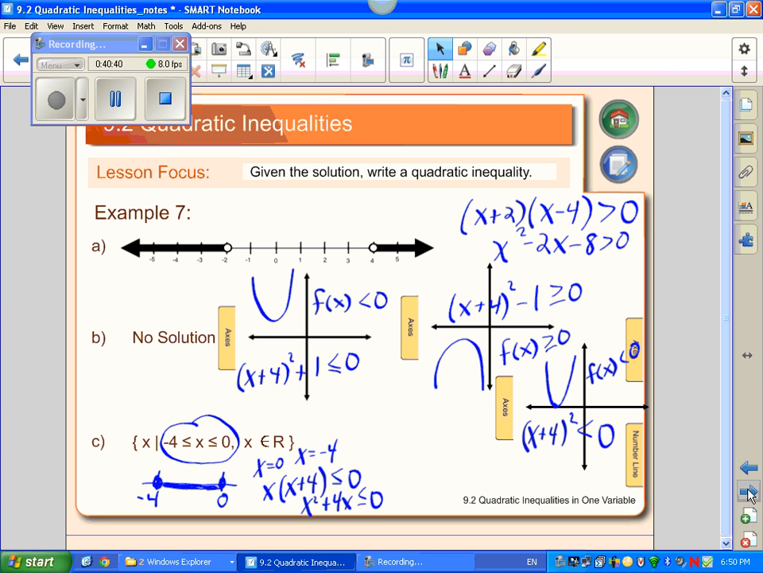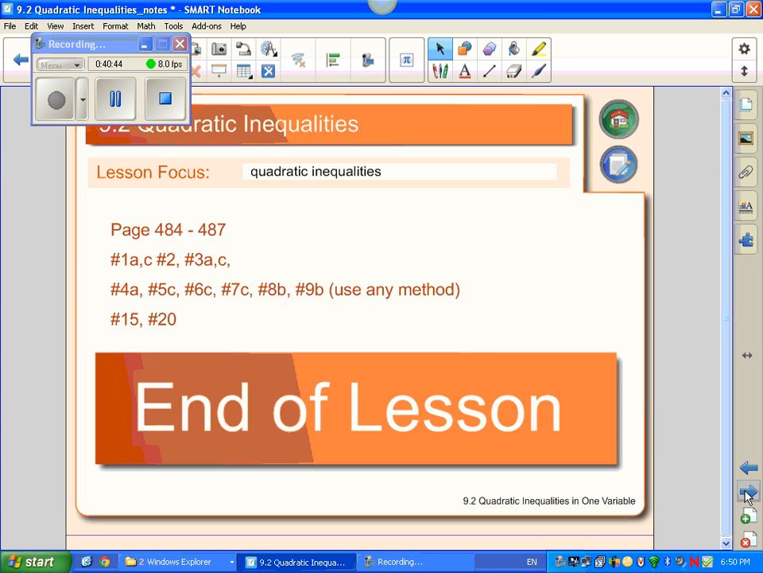So this lesson was a lot longer than I was anticipating, so hopefully you've paused throughout and have done some of these questions. Here are some for you to do that are in the textbook. Notice that I just picked one of each of them, and it actually tells you to use a specific method. Use any method. It doesn't matter which method you want to use.